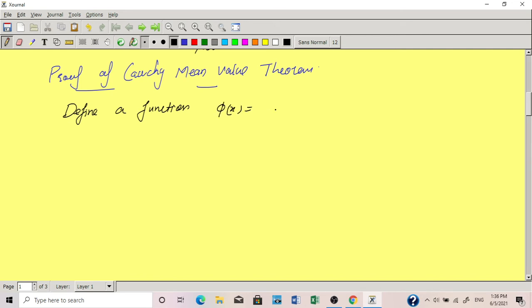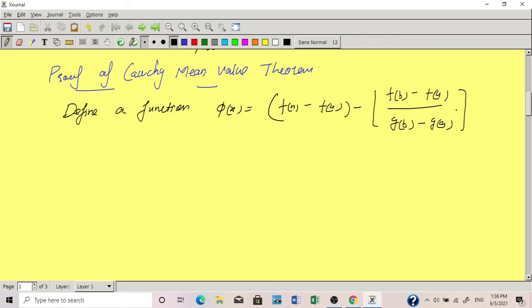phi of x is equal to f of x minus f of a minus f of b minus f of a divided by g of b minus g of a multiply by g of x minus g of a.